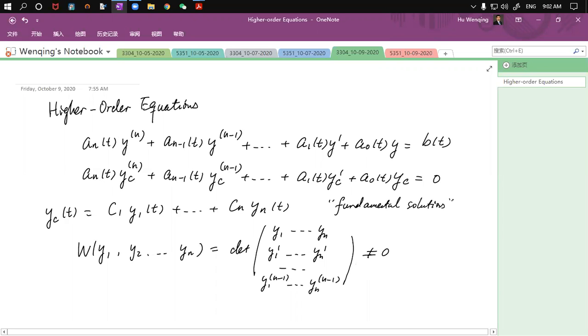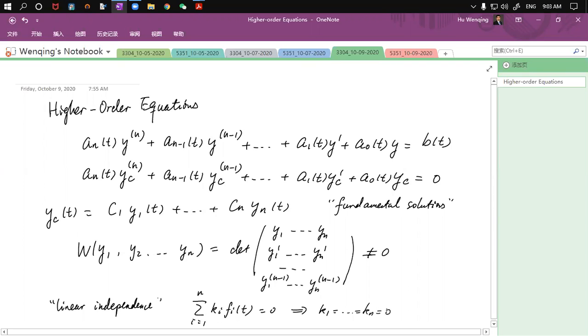And with these fundamental solutions, we've been talking about linear independence of a family of functions. Basically, it says that if the summation of k_i f_i(t), where i is 1 to n, is equal to 0 implies each of k_1 through k_n is equal to 0, then we say you have linear independence. And this is the same as saying that the Wronskian is non-zero if you replace the y's by f's. That's what happened in the previous lecture.